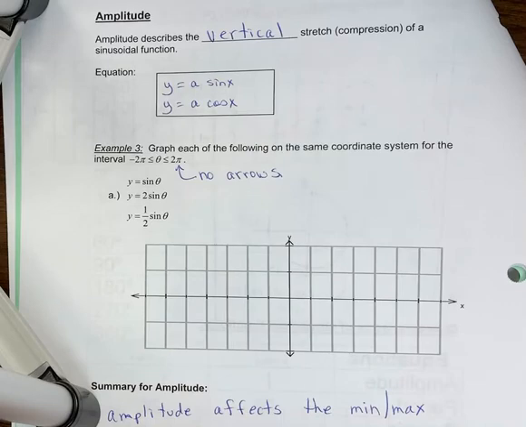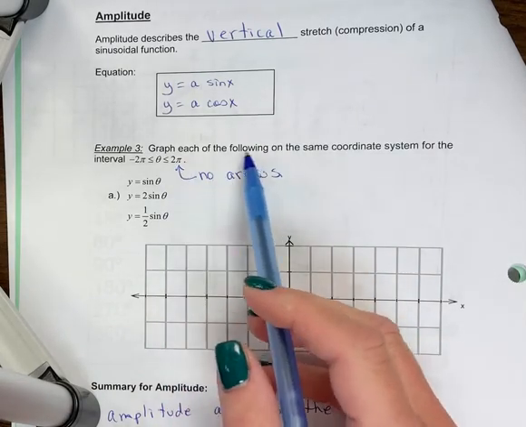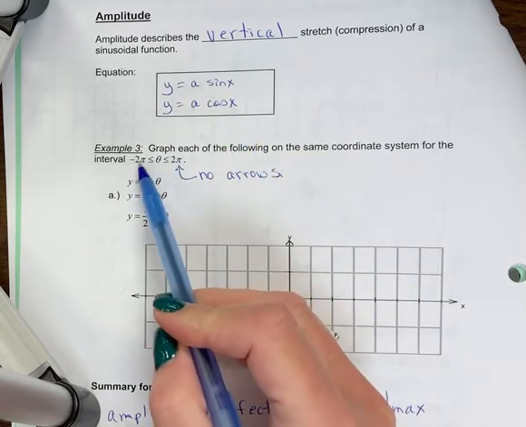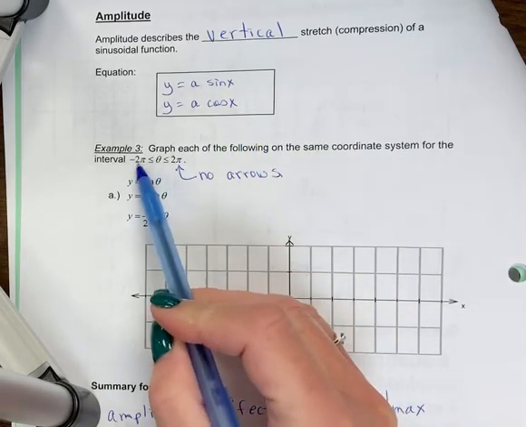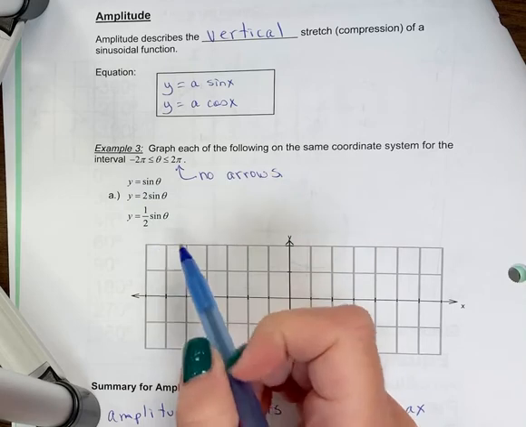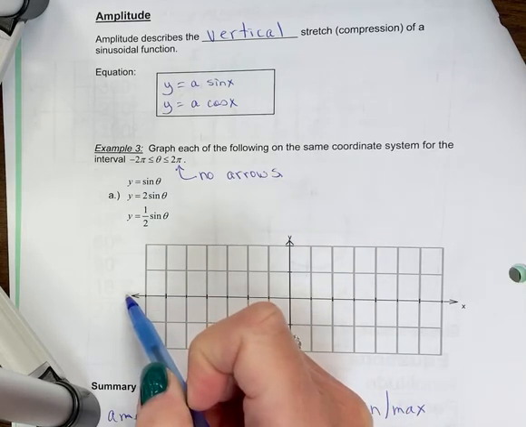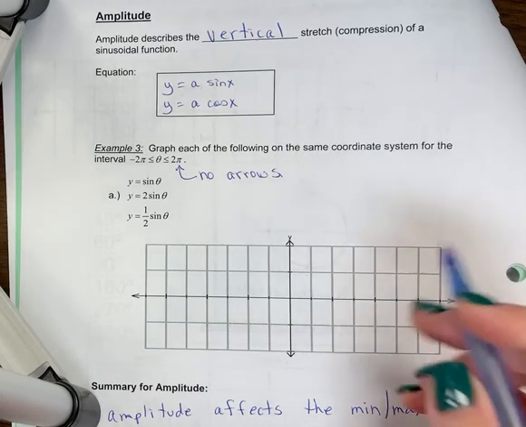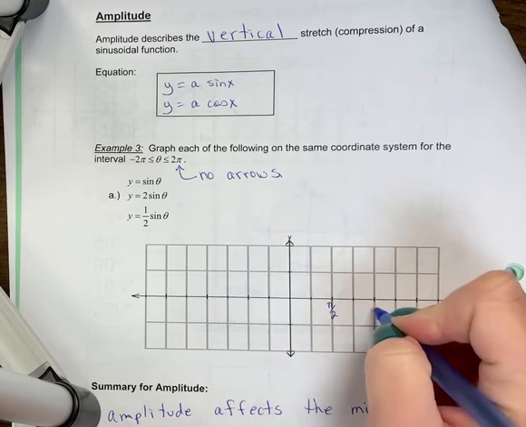So let's examine number 3. Graph each of the following on the same coordinate system for the interval negative 2 pi to 2 pi. So because there's an interval in this question, we're not going to put arrowheads at the end. We'll make sure that we go as far as negative 2 pi on the x-axis and 2 pi here on the positive x-axis. So let's fill in our scale.